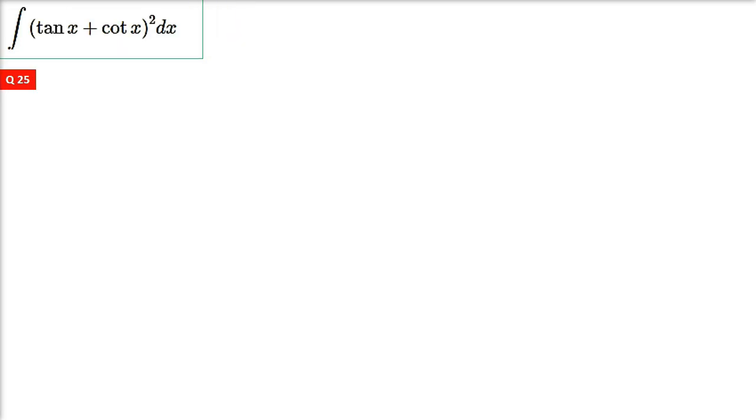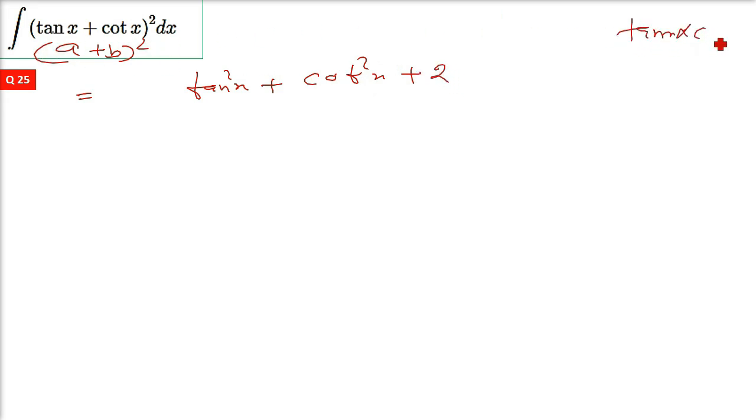a plus b whole square. This is what you are going to use, and you'll see how easy it will become. But there are standard trigonometric relations also we are going to use. So I'm opening it: a plus b whole square, a square plus b square plus 2ab. So tan square x plus cot square x plus 2 into tan x into cot x. Before going to this one, let me tell you tan x and cot x are reciprocals of each other. So tan x will be 1 by cot x, cot x will be 1 by tan x. So when we have this one, you can just cancel them out. So this is cancellation. See how easy it has become.